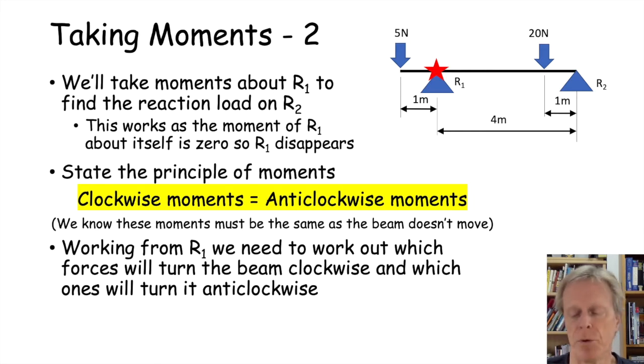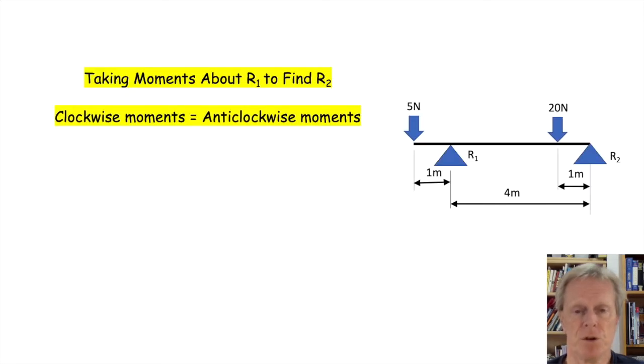So here's an example for us to work on. When you do these problems, the first thing you do is state where you're taking your moments about. In this case, it's R1, make that very clear. I'll put a little star on there just to make it easier to follow. And then state the principle of moments. Clockwise moments equals anti-clockwise moments. This is part of the procedure.